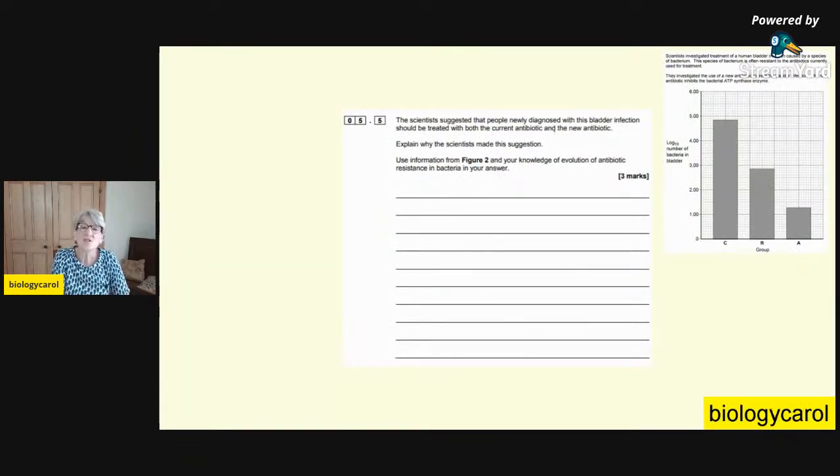Okay. The scientists suggested that people newly diagnosed with this bladder infection should be treated with both the current antibiotic, which seems to be the better antibiotic, and the new antibiotic. Explain why scientists made this suggestion. Use information from Figure 2 and your knowledge of the evolution of antibiotic resistance in your answer. Come back to this. Look, the species of bacterium R is often resistant to antibiotics. But notice they also want us to use information from Figure 2 to back up our reasoning.